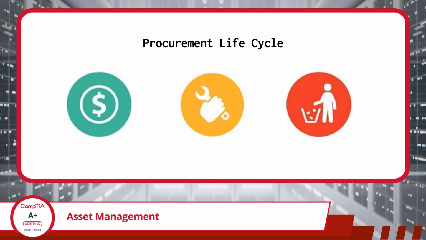Proper asset management should also account for a device's lifespan. The procurement lifecycle is all about understanding when a piece of equipment was purchased, how long it's expected to last, and when it should be replaced. By tracking this lifecycle, you can budget, plan, and make effective decisions. Therefore, the procurement lifecycle allows you to stay proactive when upgrading, maintaining, and replacing tech assets.